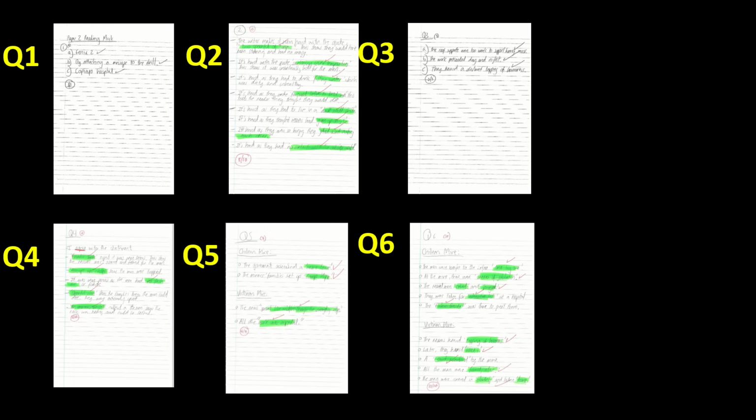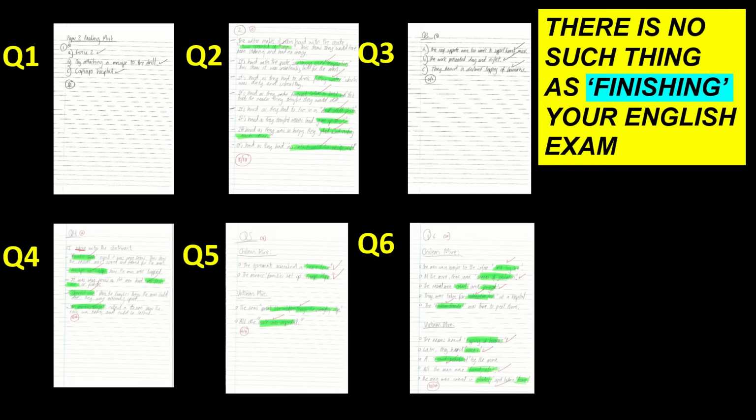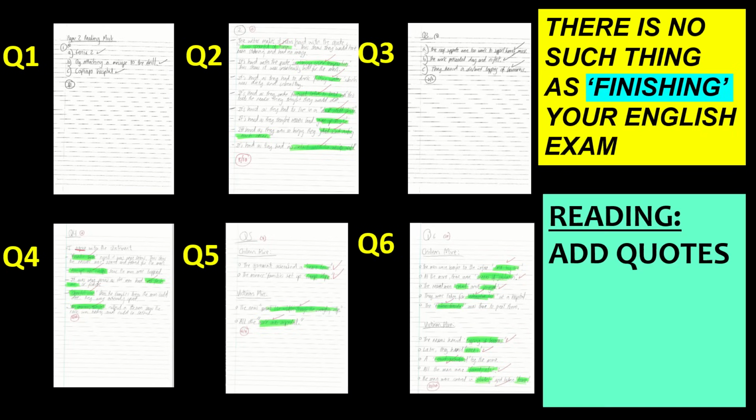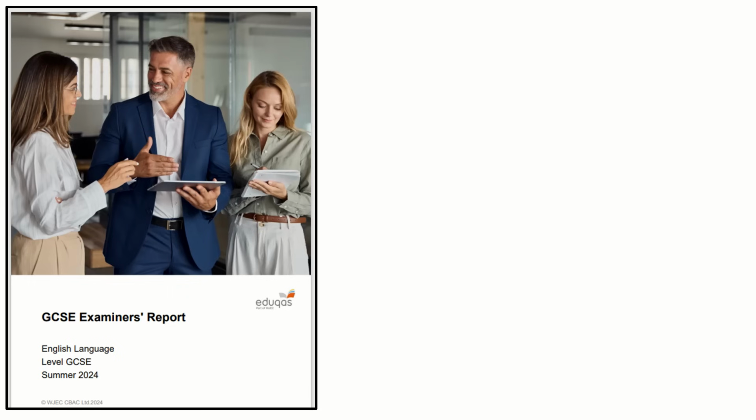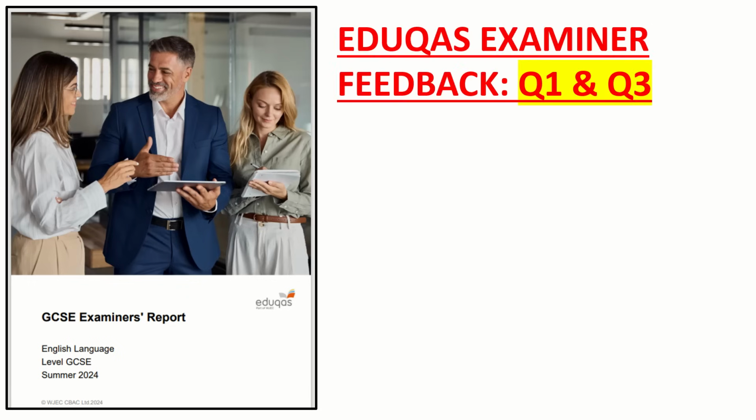So if you finish and you've got 10 minutes left, you can go back and do more questions and do more quotes. It means you haven't got to do arrows and make it confusing for the examiner. And remember, there's no such thing as finishing your English exam. If you've got a bit of time for your reading, just go back and add more quotes, and for your writing, proofread your SPaG. Okay, question 1 and 3 then, they are basically the same question, just on different extracts.